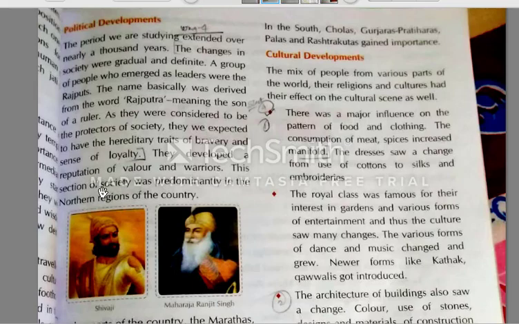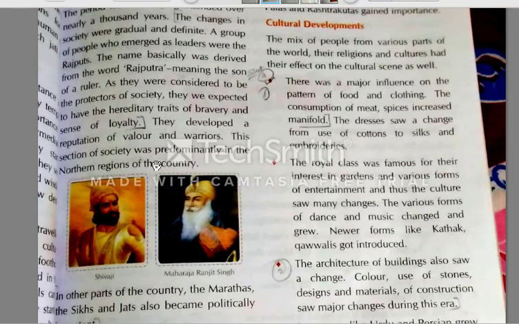This section of society was predominantly in the northern regions of the country. What is the meaning of predominantly? Predominantly means मुख्य रूप से, mostly. Rajputs were mostly there. प्रबलता से या मुख्य रूप से, सबसे ज्यादा जो लोग थे वो यही थे, और यही सबसे ज्यादा पावरफुल हुआ करते थे. They were the main power. They had the control of society.